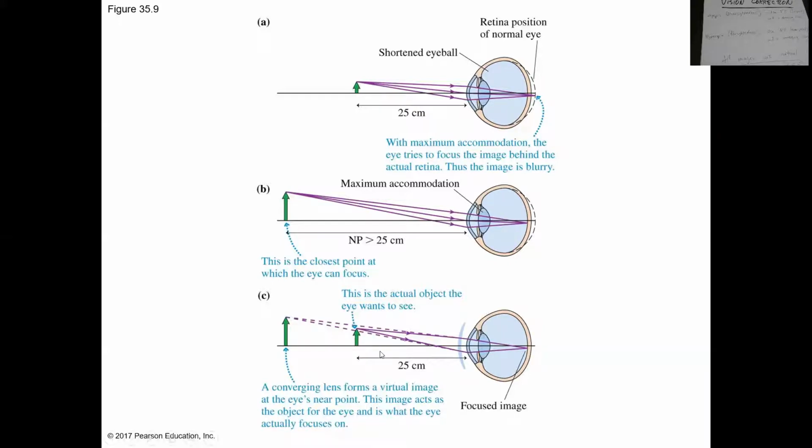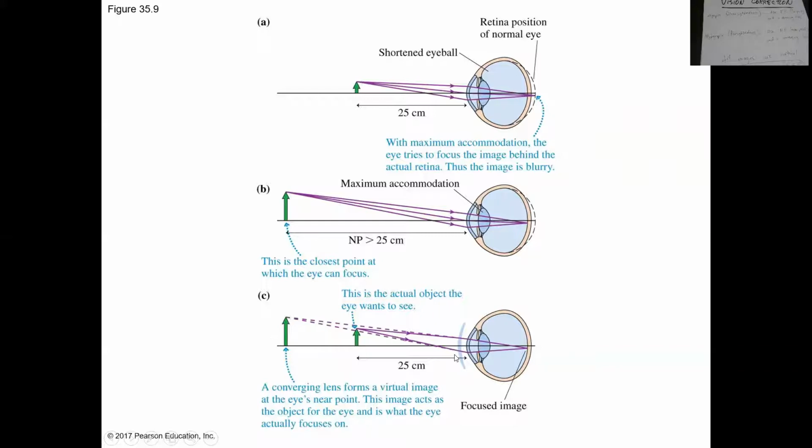So in this case, near point is not 25 centimeters. It's this much greater distance. Could be 150 centimeters even. Depends on the individual. And you should note that this is a virtual image. See the dashed lines here indicating that the rays do not actually converge there. They appear to be diverging from there. So this is a virtual image.